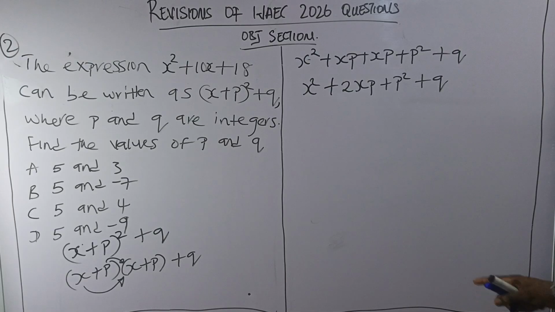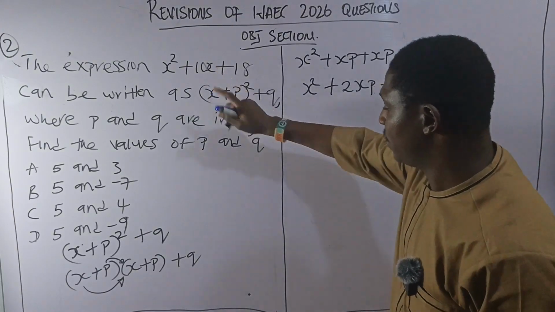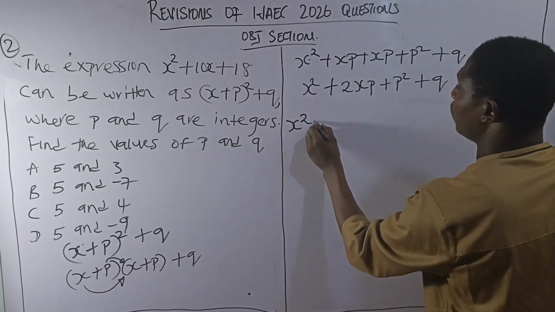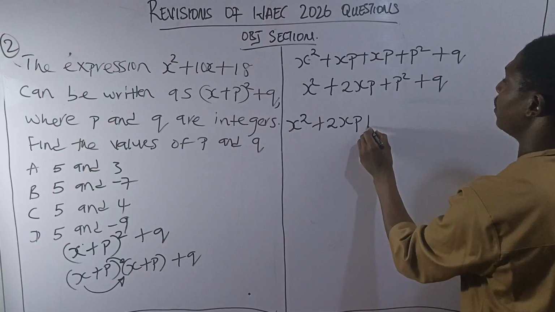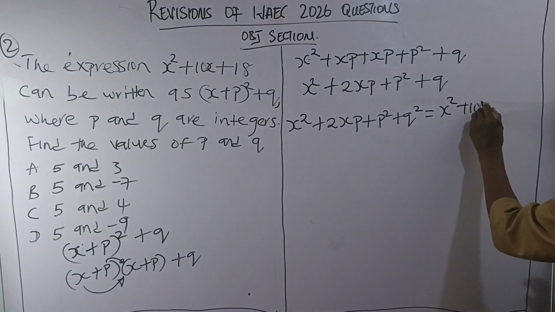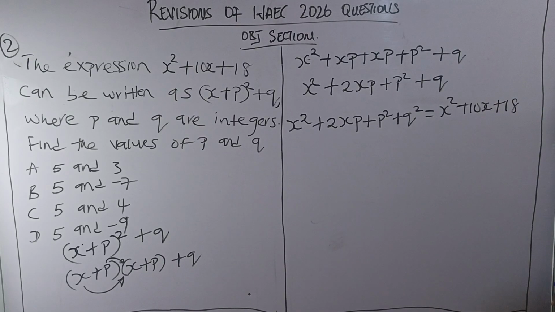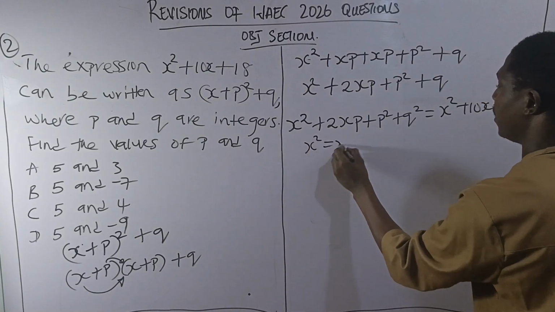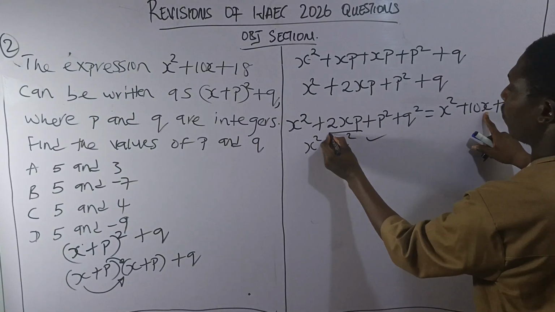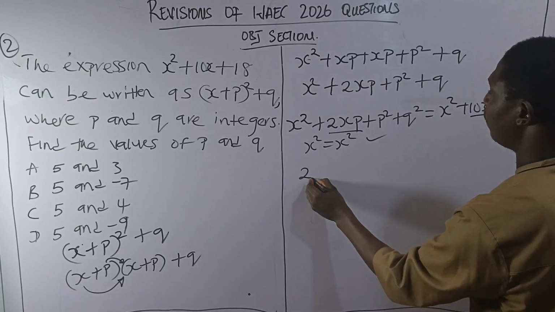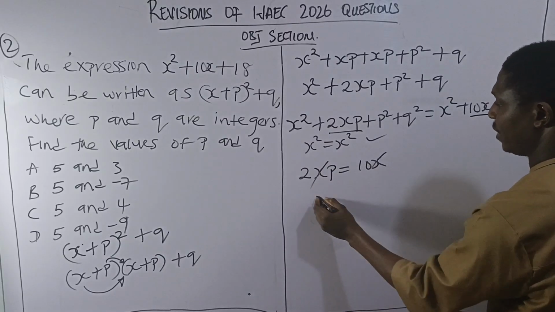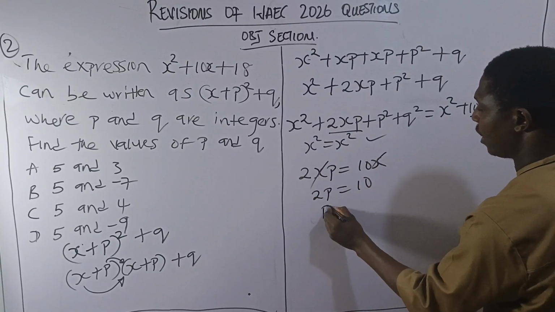Now we'll try to equate this together with this. Now I have x squared plus 2xp plus p squared plus q to be equal to x squared plus 10x plus 18. Now you can see that x squared equals x squared, this first case. Second case, this has x, this equally has x. So I'll equate this and this, and I'll have 2xp equal to 10x. x can cancel x, and I'll have 2p equal to 10, and p will be equal to what?